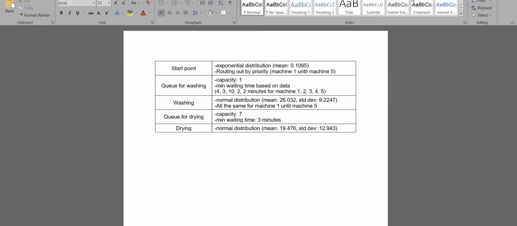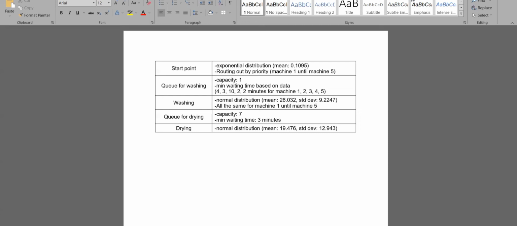For the washing activity, when we fed the data, it follows a normal distribution with a mean of 2.26032 and a standard deviation of 9.2247. Since all of the machines are identical, the distribution is the same for machine 1 until machine 5.